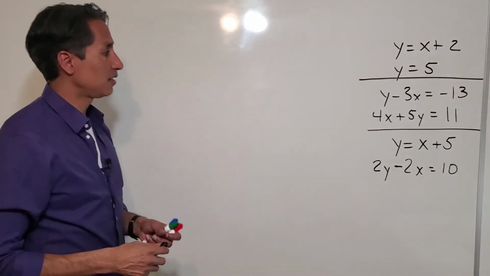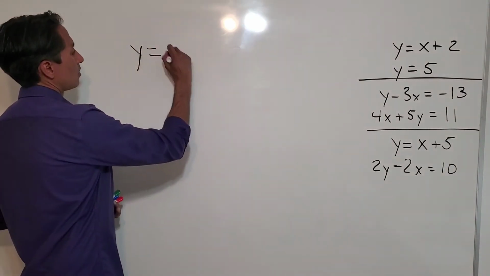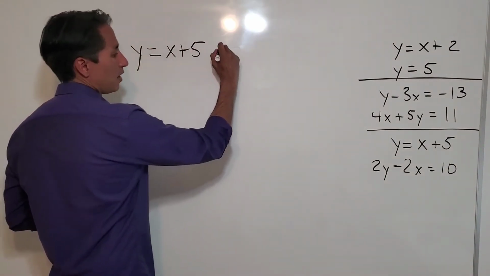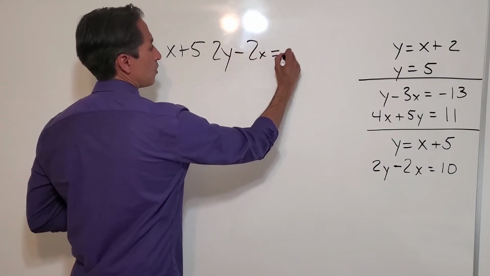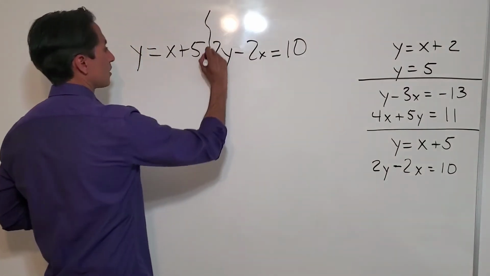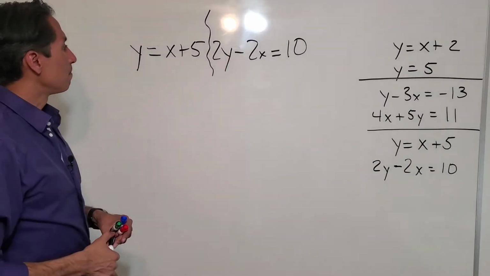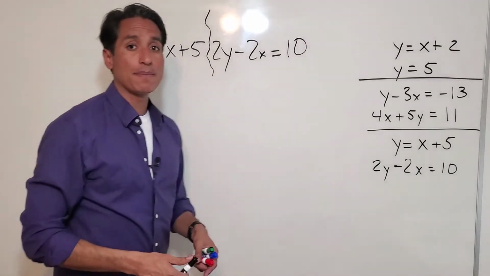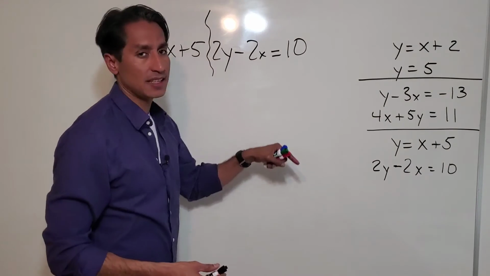This last one here, let me write this guy down. Y equals x plus 5, 2y minus 2x equals 10. Let me make a line right through those. Sorry, those are kind of close together. And now I need to do the same thing. I need to solve this by substituting one equation into the other.